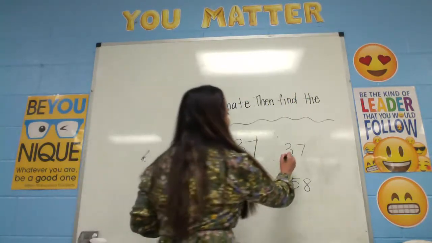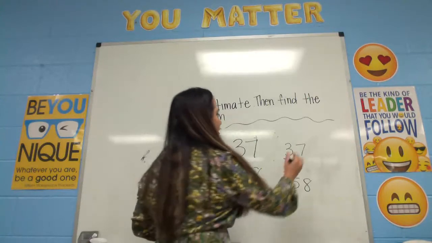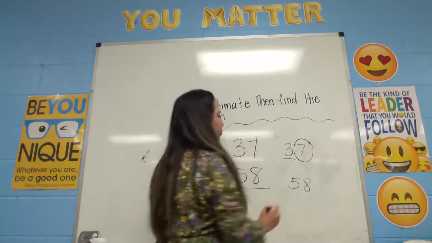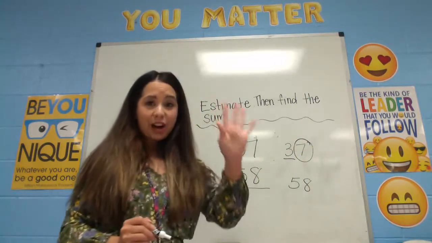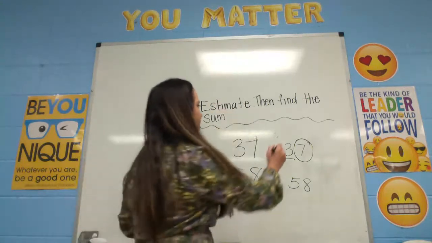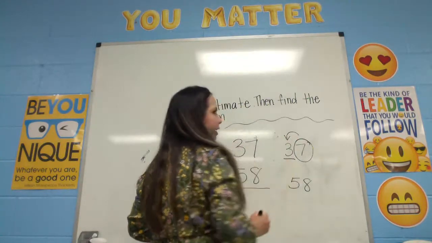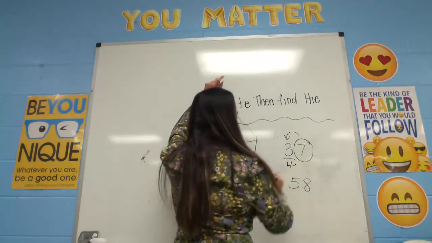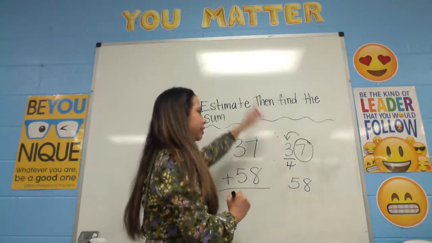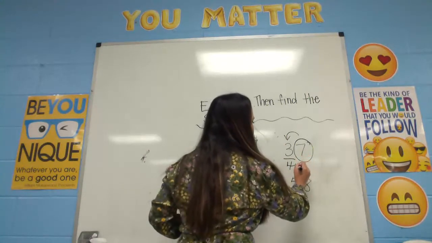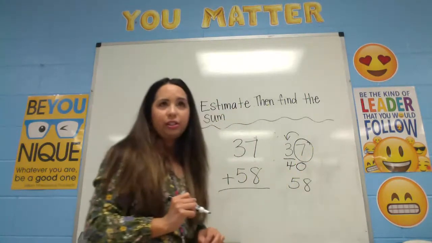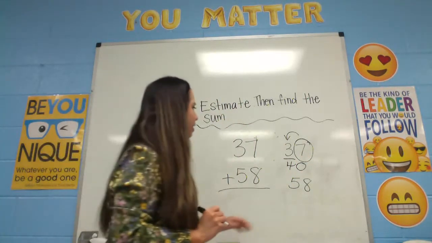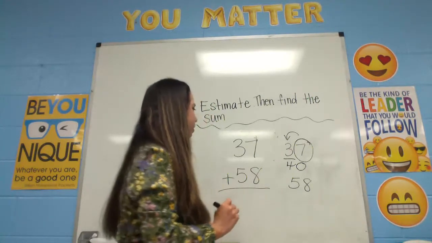Underline the tens place. Go next door to the right. 7 is 5 or greater, so that means our rounding digit, which is in the tens place, increases by 1. I'll write it underneath this time. So it increases to 4, and the digit to the right, in the ones place, turns into a 0.